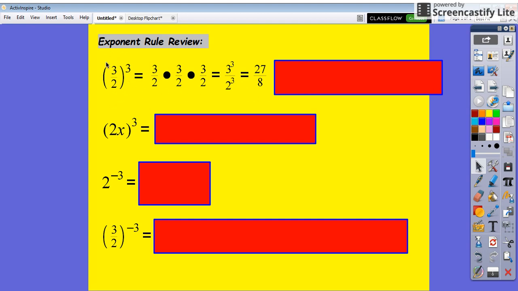So looking at this exponent rule, if we have a quotient and that quotient is being raised to a power, shorthand form is that we can take the numerator, give it the exponent, take the denominator, give it the exponent, and then simplify from there.